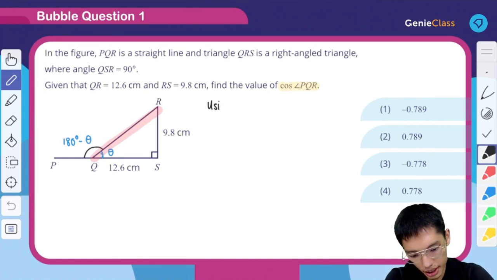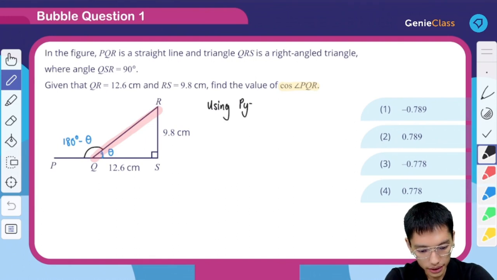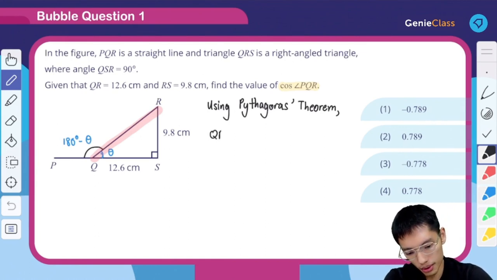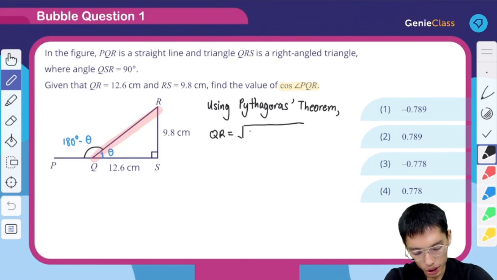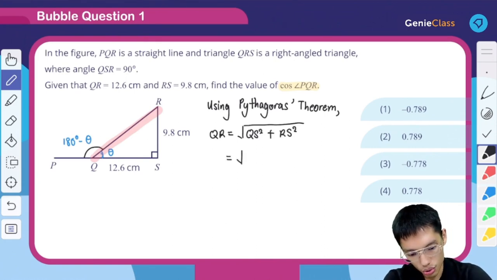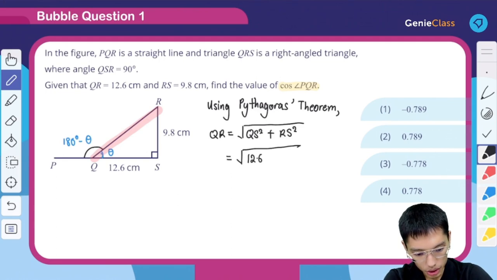I see the very nice names over here using Pythagoras. Yes, so you always see Pythagoras theorem over here. Mr. Pythagoras always links to right angle triangles. So when you see right angle triangles, try to see whether you can use your trigo ratios or Pythagoras theorem. In this case, I will just quickly write the working out. QR is equals to the square root, take note, it's the square root because it's not QR square, but QR is equals to the square root of QS square plus RS square. Just manipulate with a working: square root of 12.6 square plus 9.8 square.